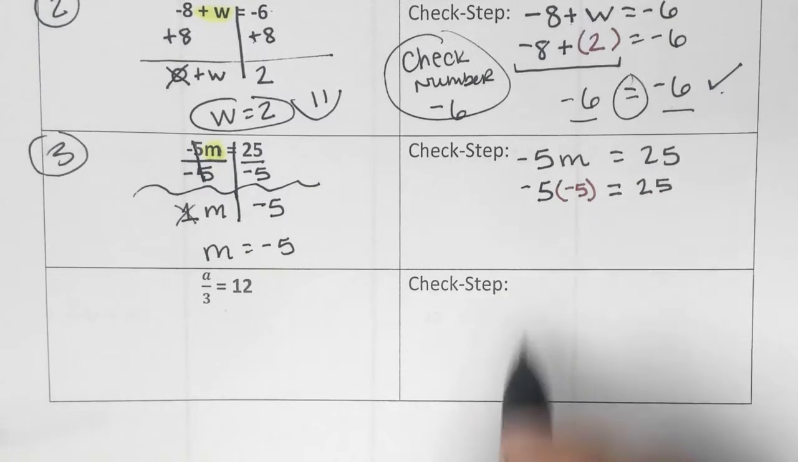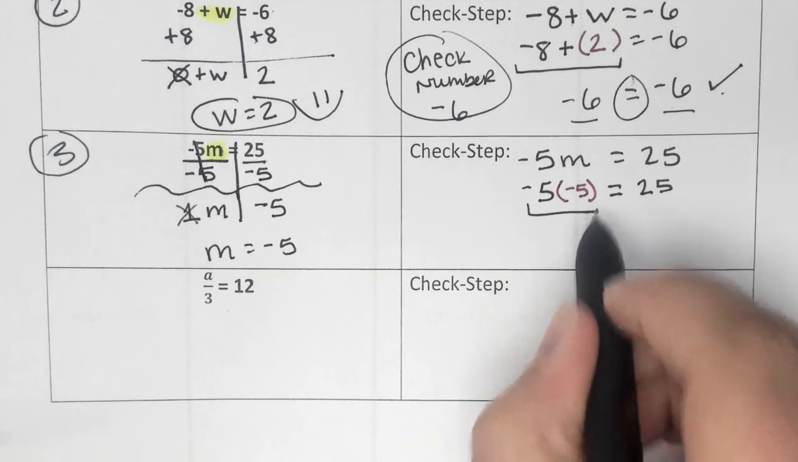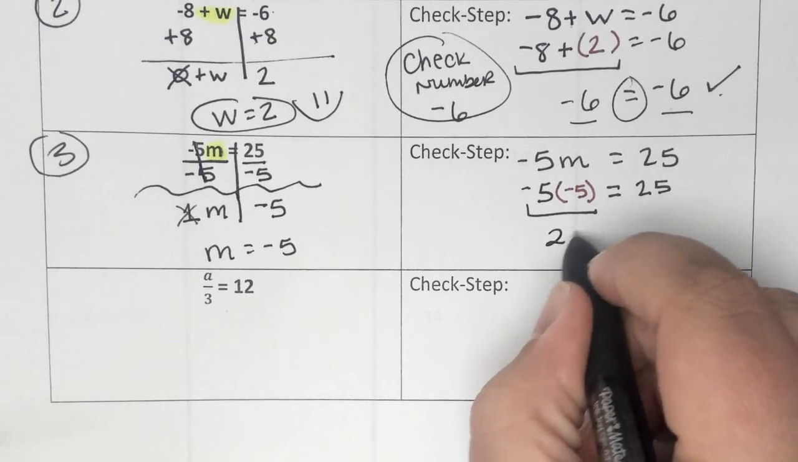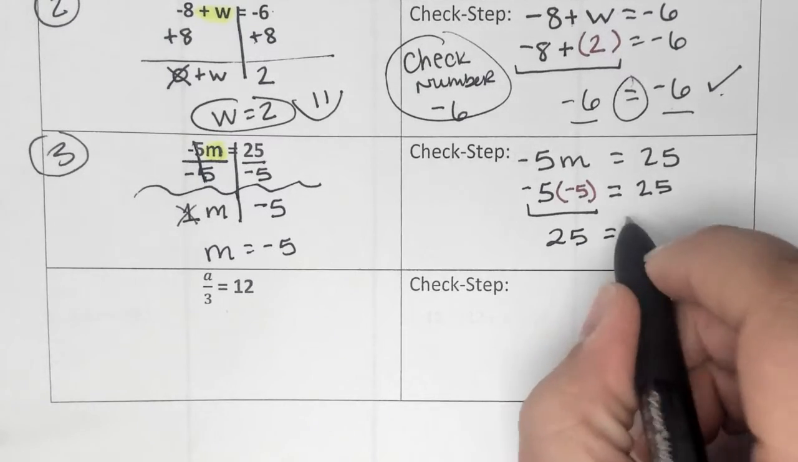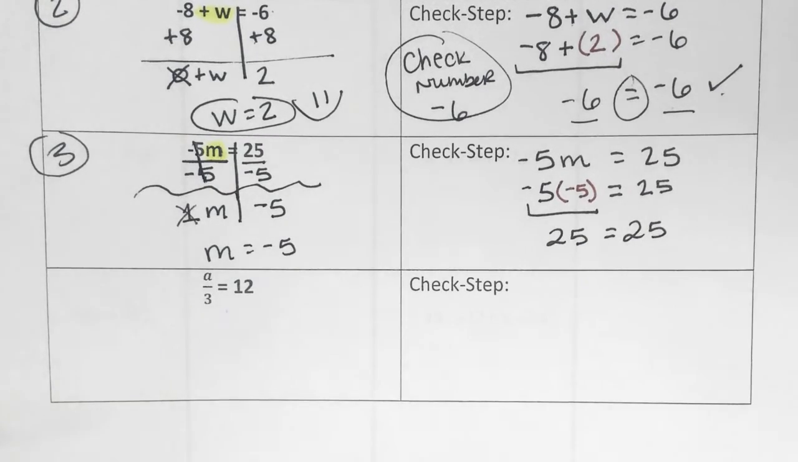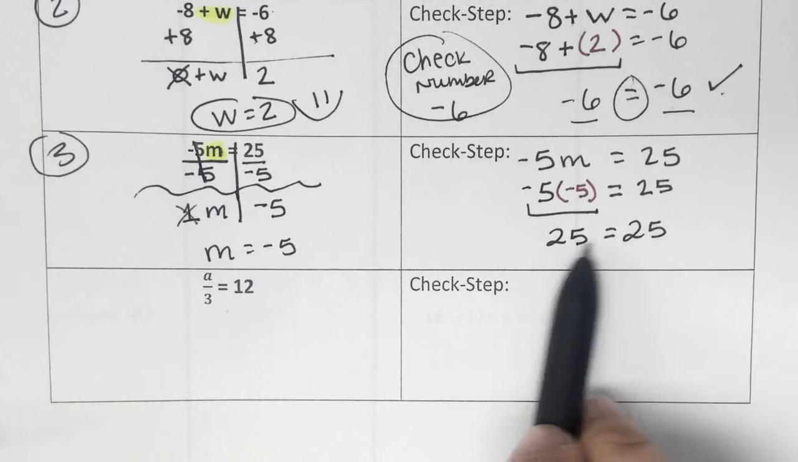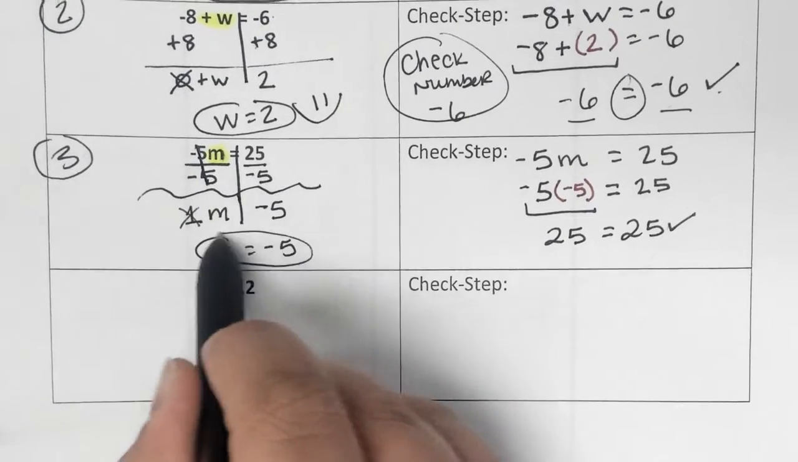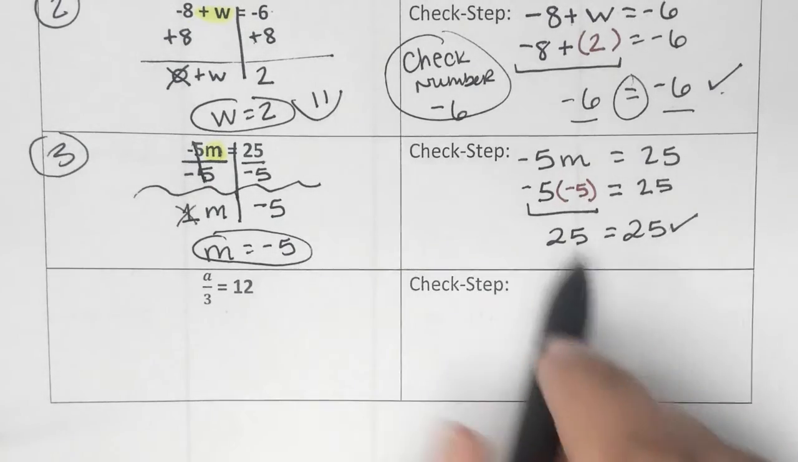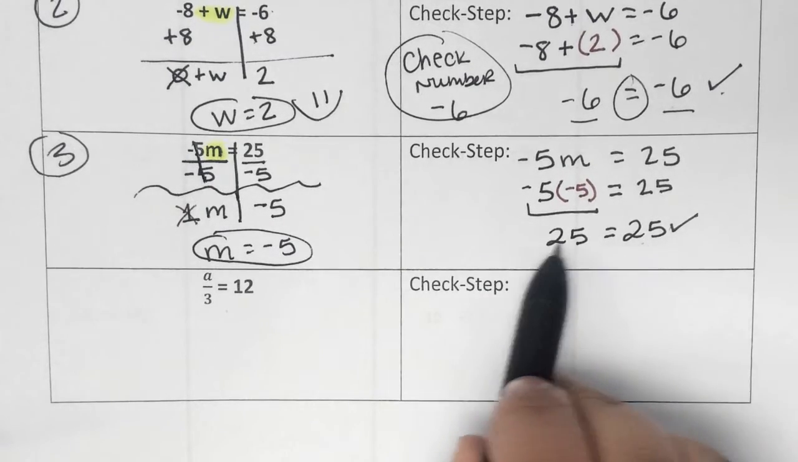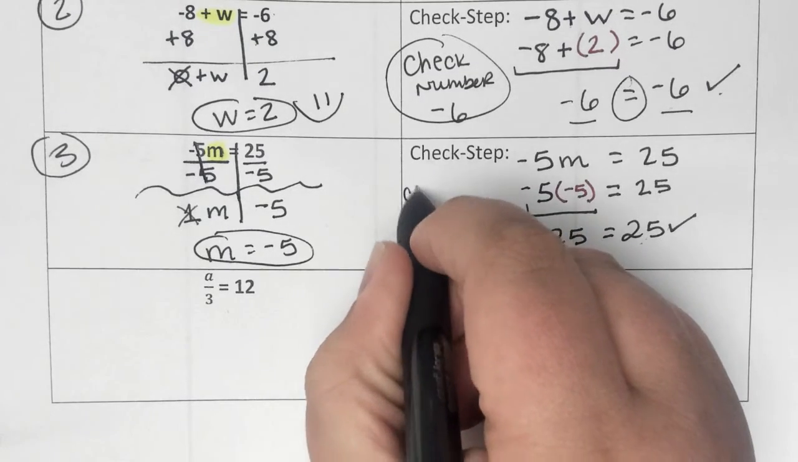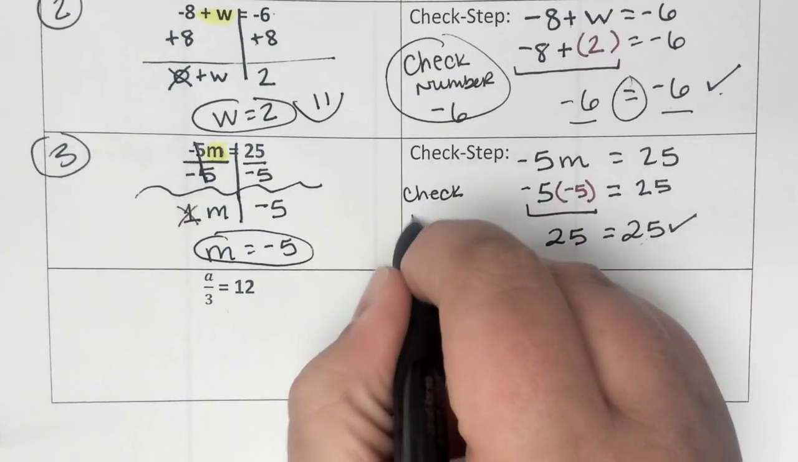Then you use order of operations to solve. On the left side, -5 times -5 is a +25. The right side is just the number 25. 25 does equal 25, which means m equals -5 was correct. The number that both sides of our equation came down to equal was 25, so our check number is 25.